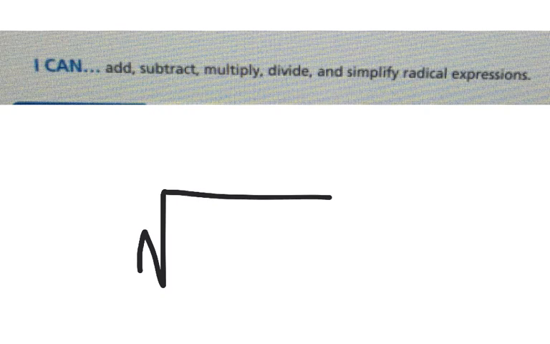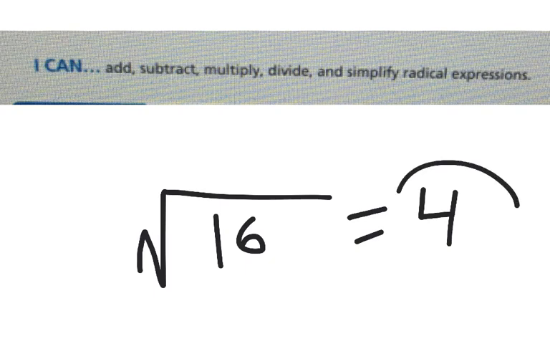Yeah. So what a square root does is it says what number times itself gives me the number underneath. It's like if I was taking the square root of 16, that is asking what number, when I multiply it by itself, gives a value of 16. 4. 4 times 4 is 16. So the square root of 16 is 4.